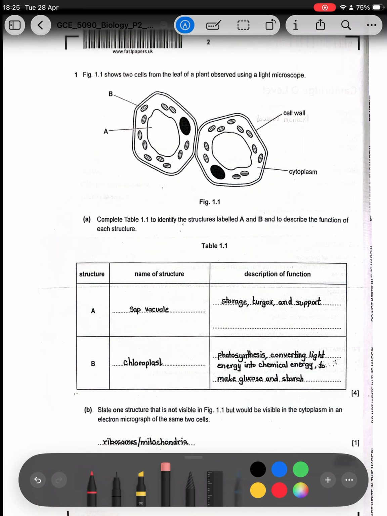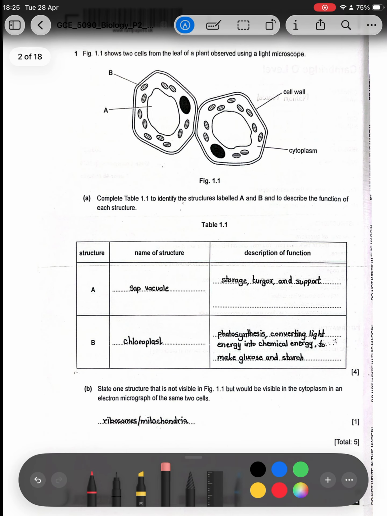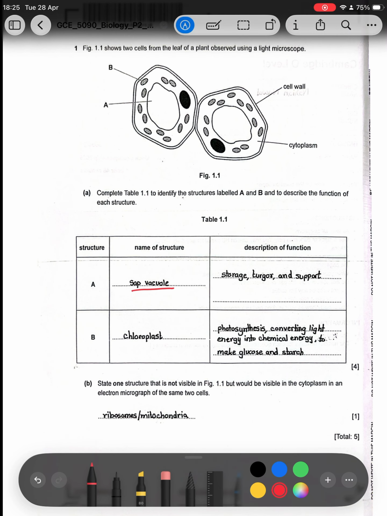1a. Complete table 1.1 to identify the structures labeled A and B and to describe the function of each structure. So structure A is clearly the sap vacuole, or you can just write vacuole, and it acts as a storage and provides turgor and support to keep the cell firm.